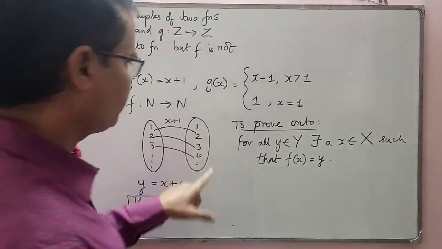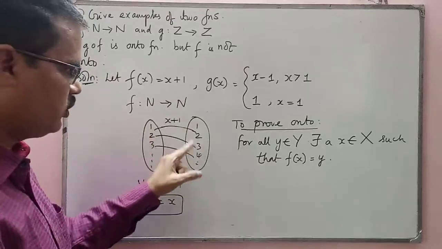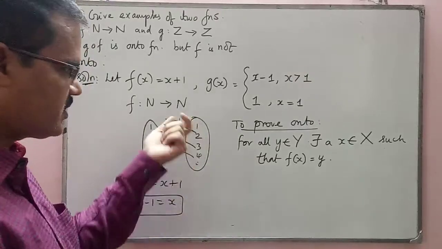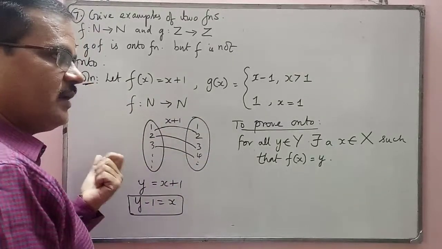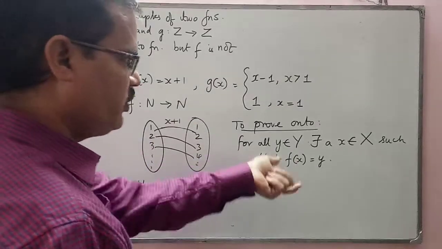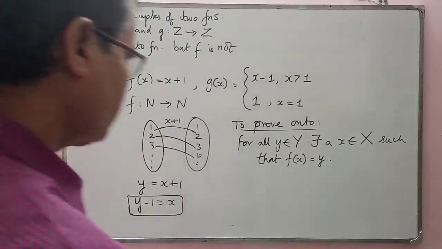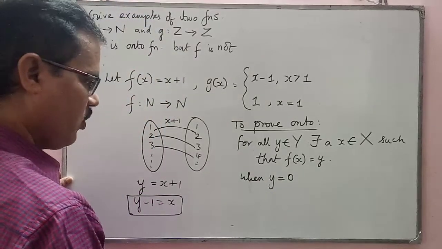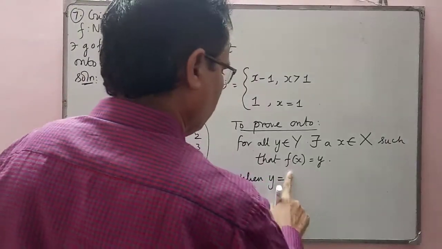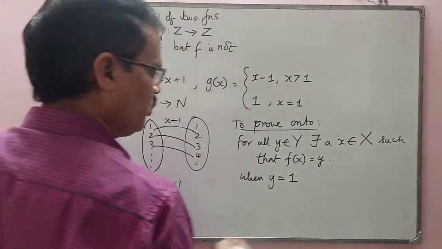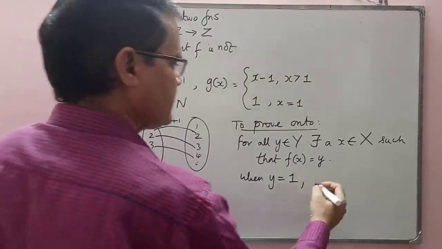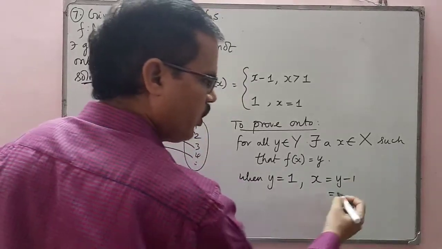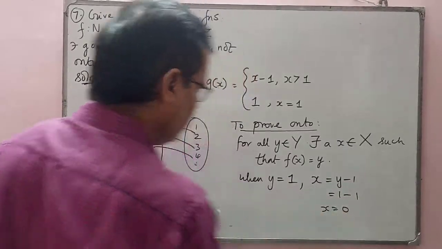Now you take this value 1. 1 is mapped to 2, 2 to 3, 3 to 4. What about this 1? It is left behind; it is not an image for any element in x. Now we need to show that. When y equals 1, what is x? You have proved x is equal to y minus 1, so x should be 1 minus 1, which is 0. Do you have any 0 here?